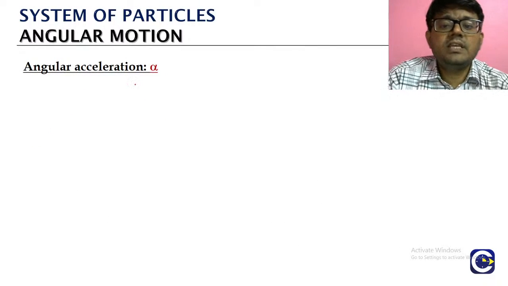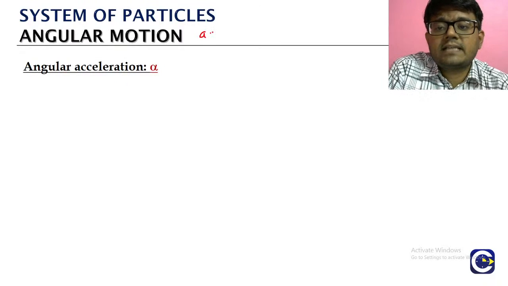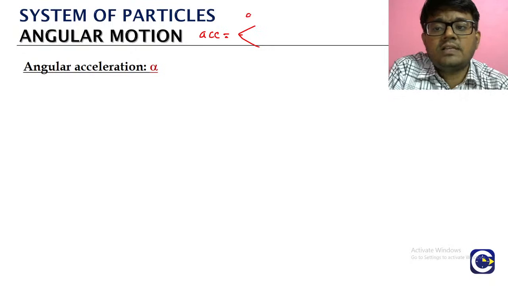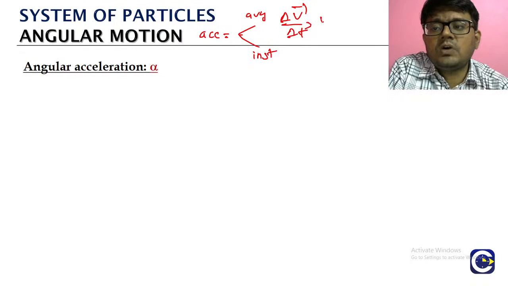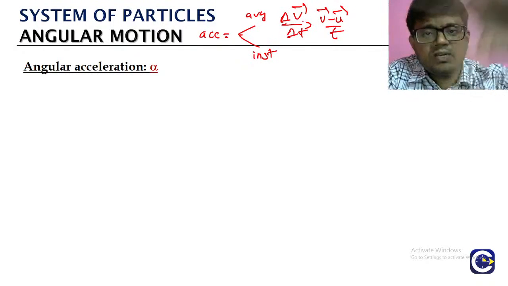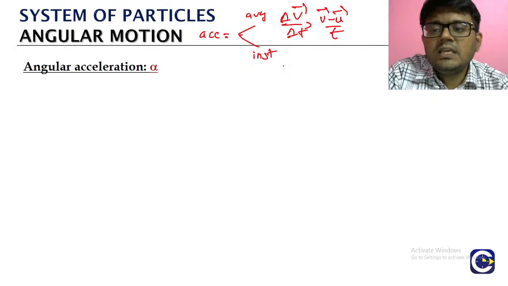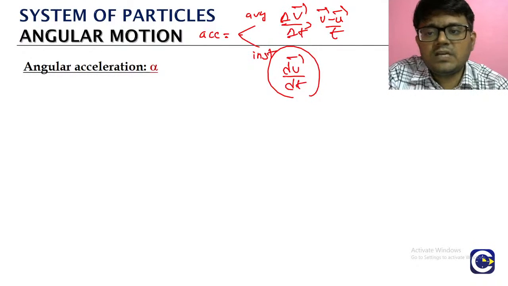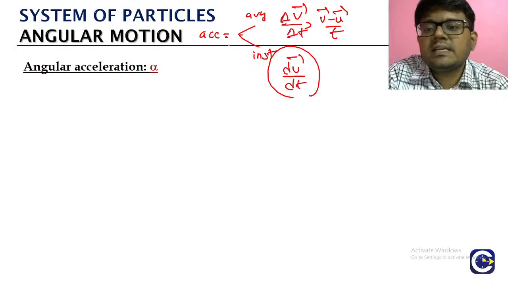Like in the case of linear motion, we'll talk about the acceleration. Define the average concept and the instantaneous concept. Average acceleration is delta v by delta t. We can also write it as v minus u by t, where v is the final velocity and u is the initial velocity, divided by the time interval. Instantaneous means a small differential time interval. The rate of change of velocity is the instantaneous acceleration.